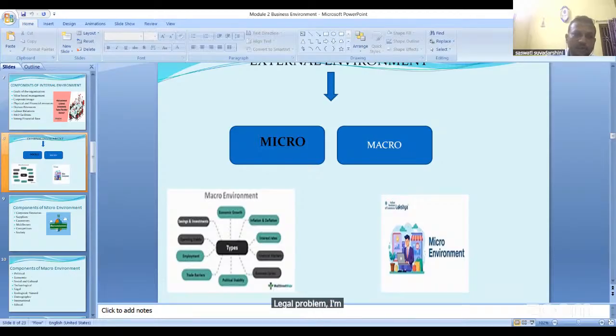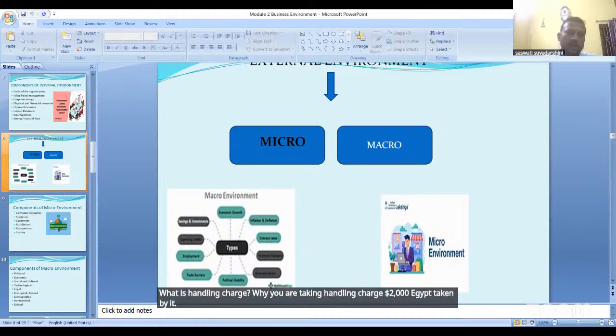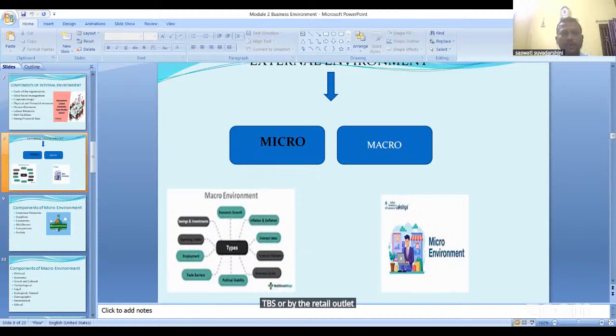I'm citing an example. When I purchased a TVS Jupiter, they charged a handling charge. Several times I asked, what is the handling charge? Why are you taking a handling charge, 2,000? Is it taken by TVS or by the retail outlet? They have not clearly given the picture. So what I did, I sent a mail to TVS. I wrote that I'm making a deal with TVS, not dealing with Sri Automobiles. They are not clarifying the customer query.